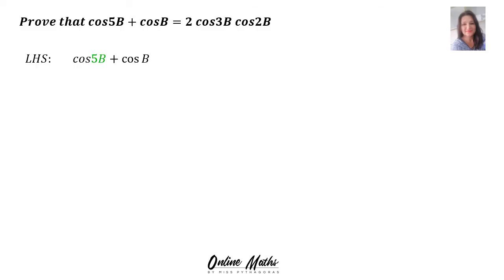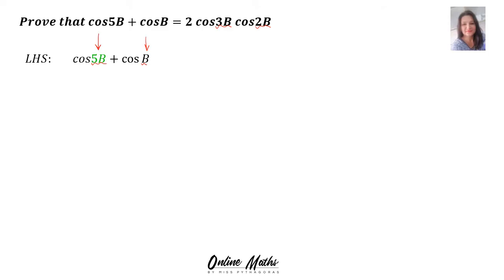We need to prove that cos 5b plus cos b is equal to 2 cos 3b cos 2b. Now remember, when we prove an equation, we always split it up into left-hand side, right-hand side. Now for the left-hand side, there's a 5b and a b. And on the right-hand side, there's a 3b and a 2b. So our job is to write the 5b and the b in terms of whatever we found on the right-hand side, a 3b and a 2b.